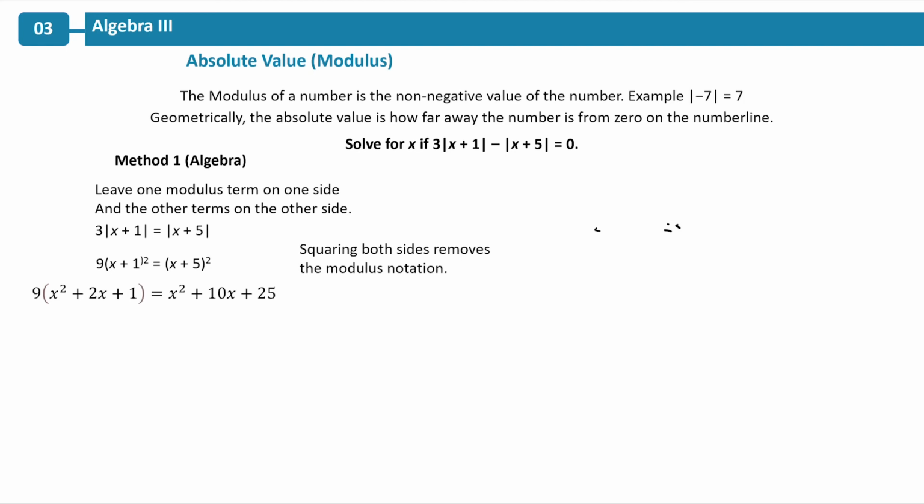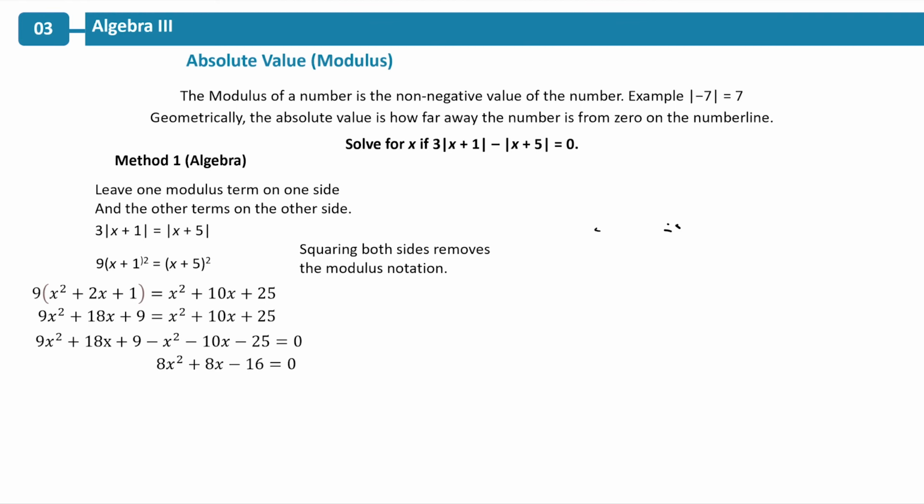Multiplying in our 9 on our left-hand side, and we're left with 9x squared plus 18x plus 9 equals x squared plus 10x plus 25. Bring everything to one side of the equation, and we're left with 9x squared plus 18x plus 9 minus x squared minus 10x minus 25 equals 0. Grouping together our like terms, and we have 8x squared plus 8x minus 16.